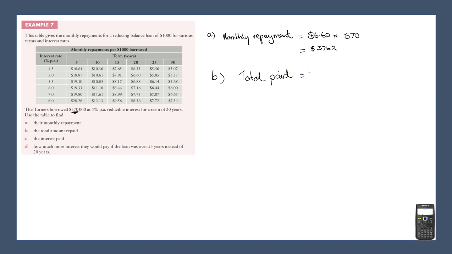In most of these questions, please remember what's calculated here will probably be used here, or what's calculated here may be used here, and so on. If we think about what we've just worked out, the monthly repayment, in our total paid, this is the amount for 1 month. Now what do you know? There are 12 months in a year. That now becomes the amount for 1 year, and they're paying off this loan over 20 years, and that becomes the calculation for the total amount paid.